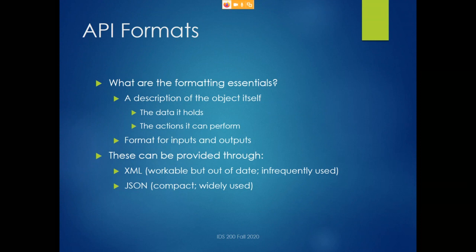Now, these objects that get sent along through APIs can be provided in the object description languages we talked about a while back, either as XML, which is workable but out of date and not really used much these days, or JSON, which is that JavaScript-compatible one. And the nice thing about JSON is it's compact, and thus primarily for that reason, widely used.